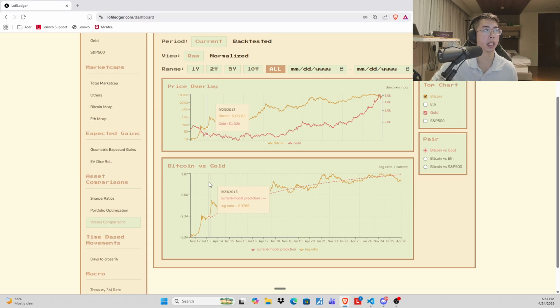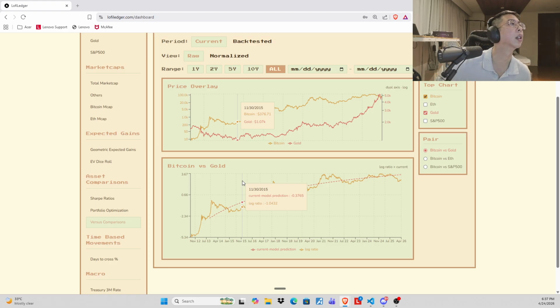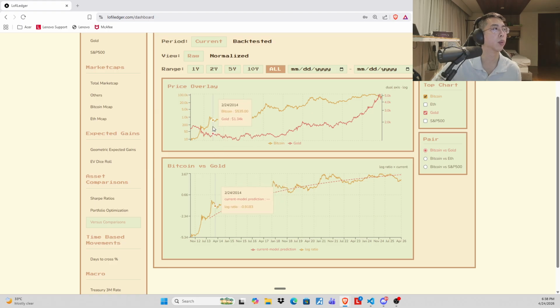Just to illustrate this, on this period, for example, you can see this stretch in 2013. Both of them were going down, but Bitcoin went down from about $700 to like $300. So it went down like 2x, 2.5x. While gold only fell from 1,200, 1,300 to like 1,000. So it's not even a 2x drop, right?